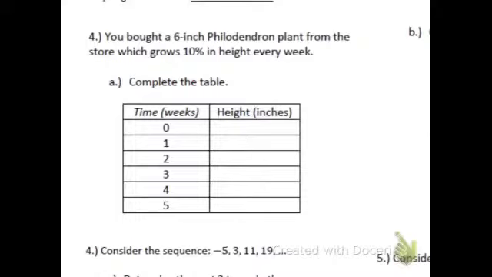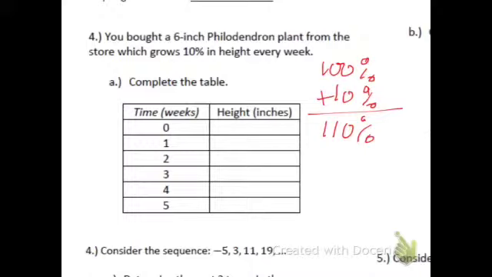Planting a 6-inch philodendron, and it grows 10% every week. When you're doing percent growth, remember, always start with 100, add your extra percent, which is extra 10%. You're looking at 110%, and then convert it to a decimal. To do that, divide by 100, which gives you 1.10. And now you have what you're going to multiply by every time. Here at week 0, it hasn't grown any, so it's starting out at 6. Times that by 1.1 gives you 6.6.